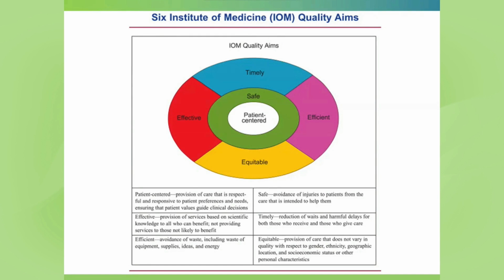We want our patient-centered care to be timely, with reduction of waits and harmful delays for both the patients who receive the care and those who give the care. Certainly, we would like our patient-centered care to be efficient, with avoidance of waste, including waste of equipment, supplies, ideas, and energy. And finally, we need our patient-centered care to be equitable. This is provision of care that does not vary in quality with respect to gender, ethnicity, geographic location, and socioeconomic status, or some other personal characteristic. Typically, safety and effectiveness are the most commonly addressed metrics. However, all quality aims are important for patient-centered care. These principles set forth a specific direction for policymakers, healthcare leaders, clinicians, regulators, purchasers, and of course others to improve the U.S. healthcare system. So, how do we implement these quality aims in the Echo Lab?